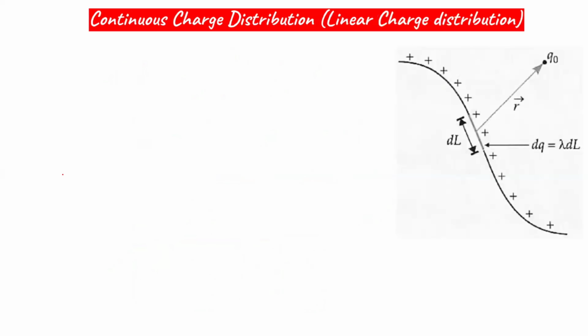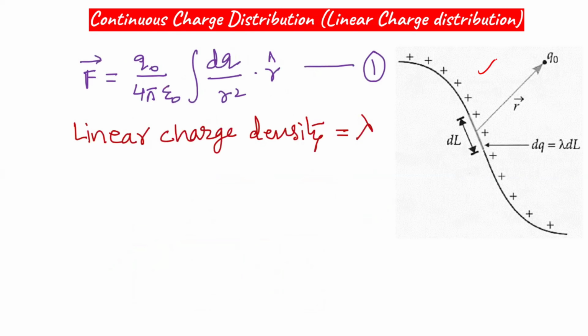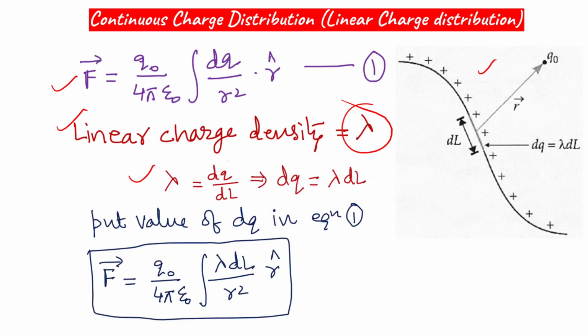Okay, now next is linear charge density. How is the charge distributed in this case? Suppose, as per the diagram, this is a linear charge distribution along a length of wire. Then F vector is equal to Q naught upon 4 pi epsilon naught integral dq upon r square in the direction r cap. Linear charge density, suppose lambda. Then lambda is equal to dq upon dl, or you can say dq is equal to lambda dl. So finally you get F vector is equal to Q naught upon 4 pi epsilon naught integral lambda dl upon r square in the direction r cap. So these are three different types of charge densities and corresponding charge distributions.